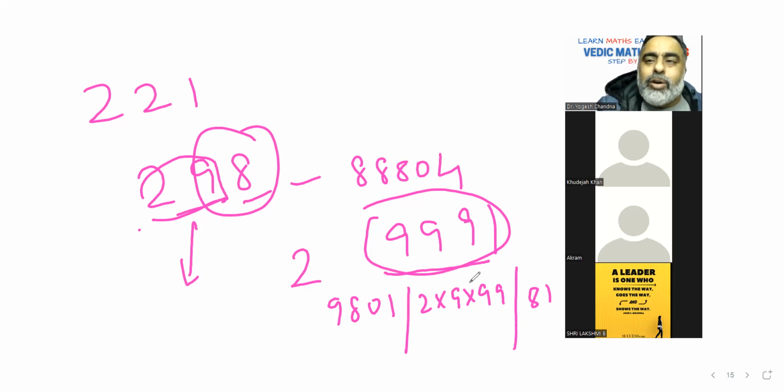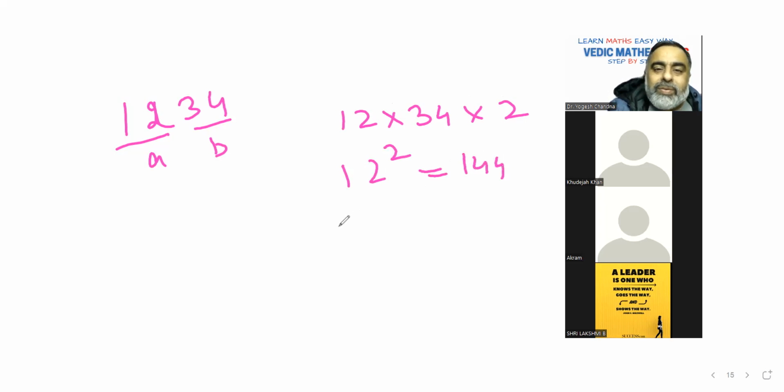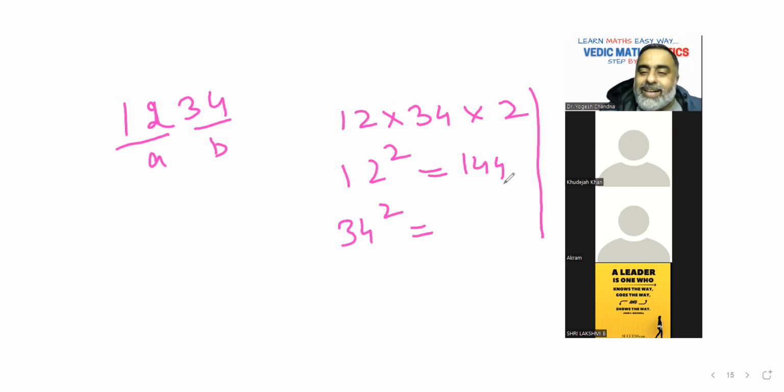See, we can find a 4-digit number also here. If it is 1, 2, 3, 4, I can take this as A, this as B. But see the difference: 12 into 34 into 2 also you have to find. You have to find 12 square, that I remember, 144. 34 square. So many efforts have to be made. Instead of that, a person will think, why not go for multiplication directly? Got my point? So big numbers have to be avoided by these 2 methods.